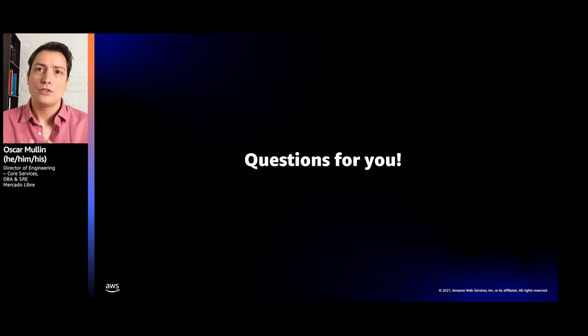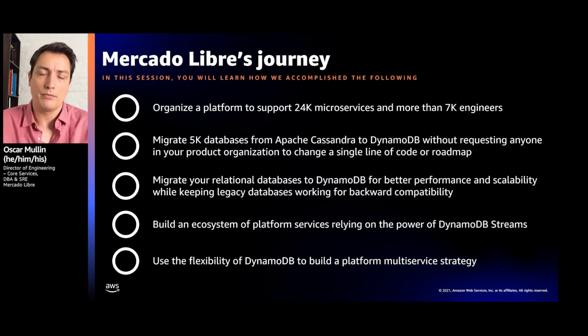For a proper introduction, my name is Oscar Mullin. I'm from Uruguay and I'm currently the IT director for Core Services, DBA, and SRE teams in Mercado Libre. These teams currently have around 2,200 engineers, and we are responsible for maintaining a big part of Mercado Libre's platform. It is a pleasure to be here with you all, and thank you for attending this session.